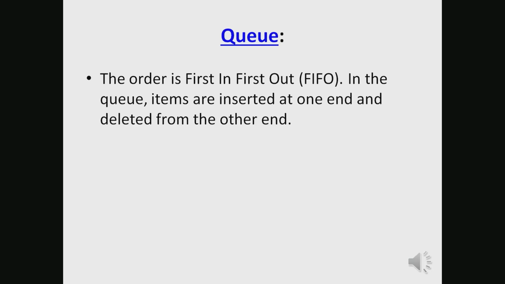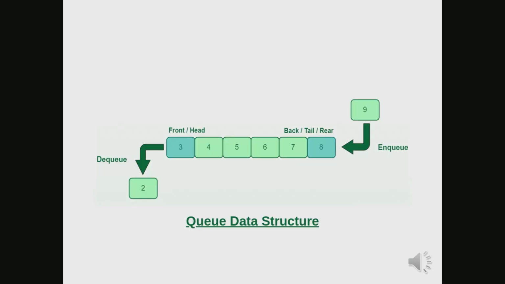Queue can be of many different kinds. Here is the example. To delete an element from the queue, we use the operation called dequeue, and in case of insertion of an element at the end, we call the operation enqueue.